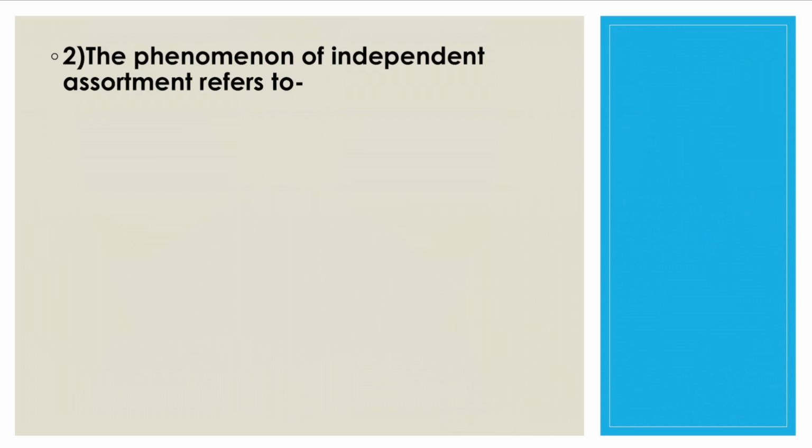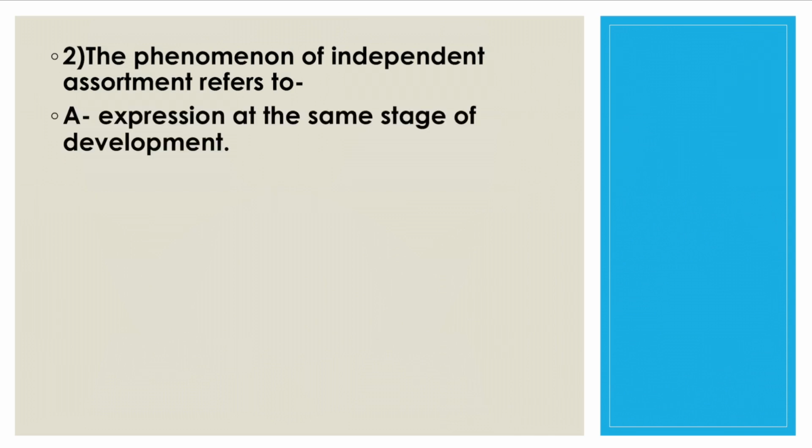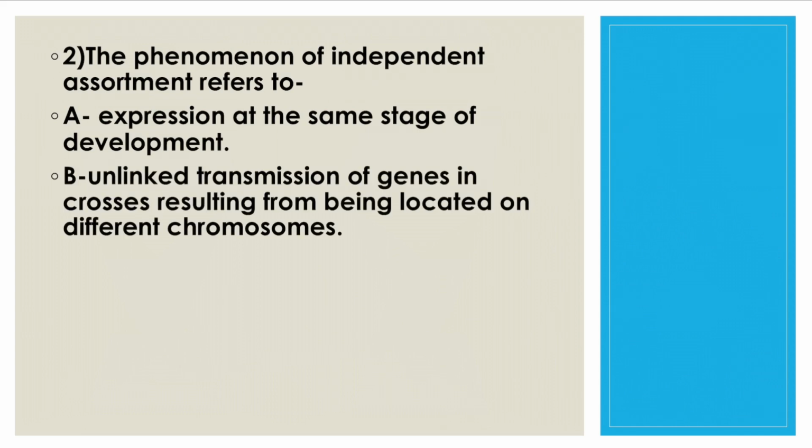Our second question is, the phenomenon of independent assortment refers to. What was the phenomenon of independent assortment? If you don't know, you check my channel. I have made videos on Mendel's laws of inheritance and crosses. First option is expression at the same stage of development. No, the phenomenon of independent assortment did not explain it.